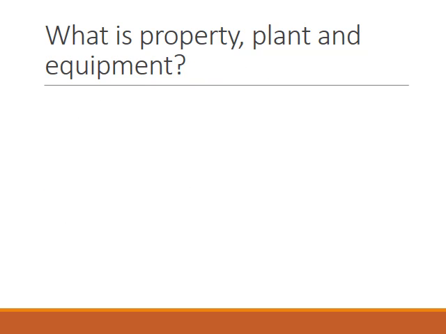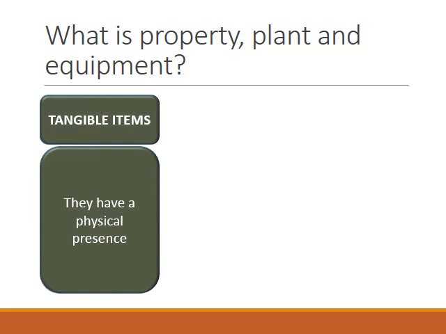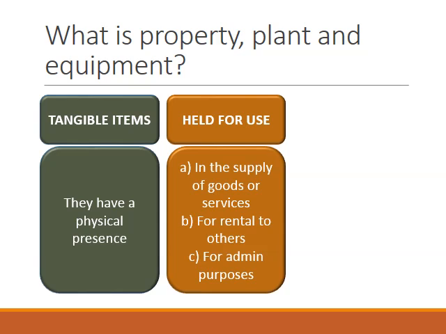So first of all, we need to define what property, plant and equipment is. Well, it has three characteristics. First of all, it should be tangible, so it's got a physical presence. Secondly, it should be held for use by the company or business, either in the supply of goods or services, for instance a piece of machinery used in manufacturing an item, or it should be held for rental to others, or it should be held for administrative purposes.